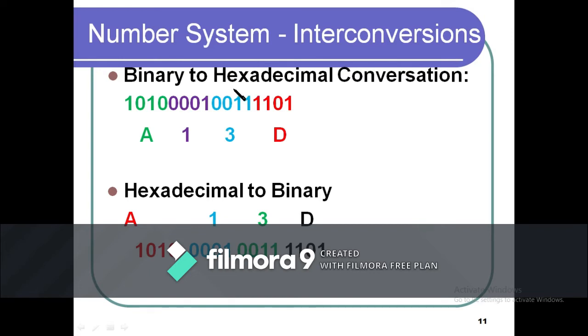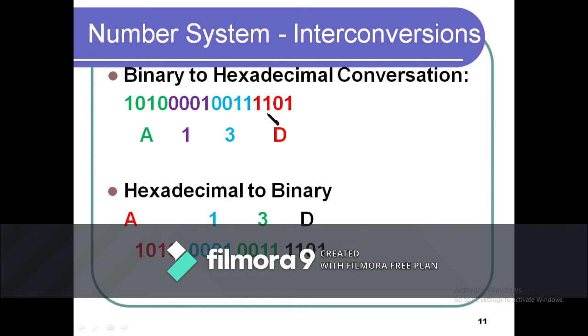In any conversion, you have to do the four groups from the right side. For example, here is the cursor, 1011, same, 1100. Here I have given different colors. You check this color: 1011, what is the value?